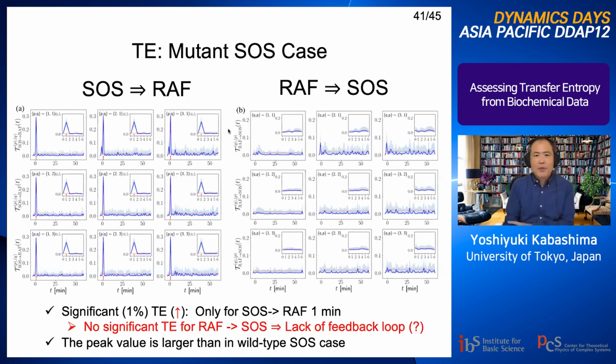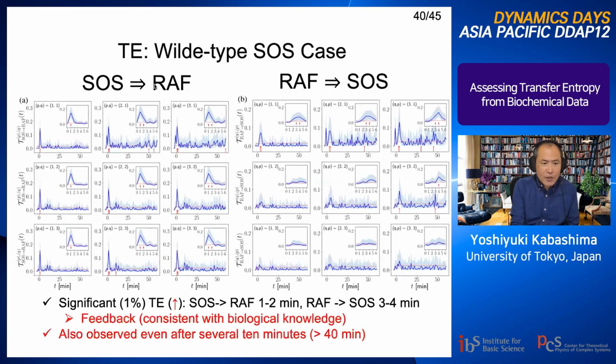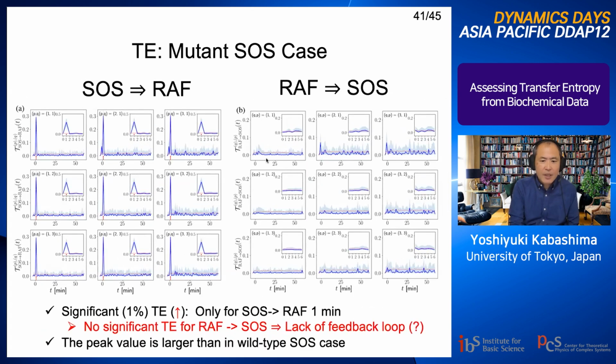So what happens for the mutant Src case? Actually, we can find large peaks for Src to Raf. It is larger than the wild type case. But we cannot find any significant peaks for Raf to Src. So this probably means a lack of feedback loop.